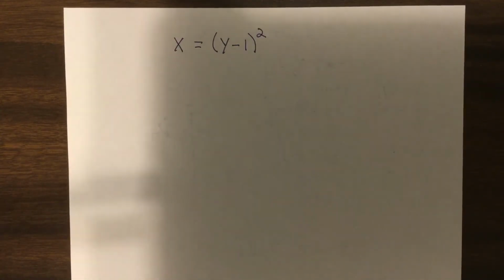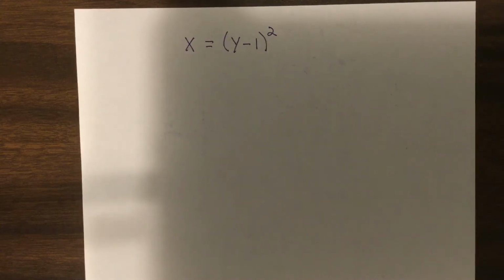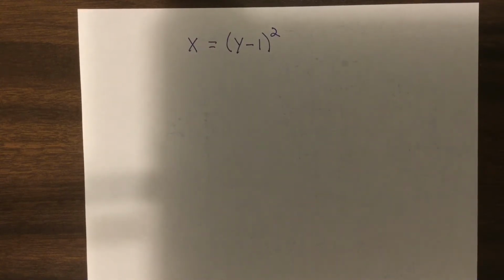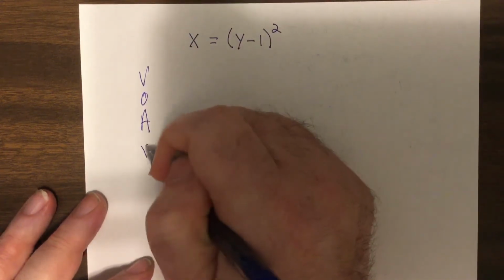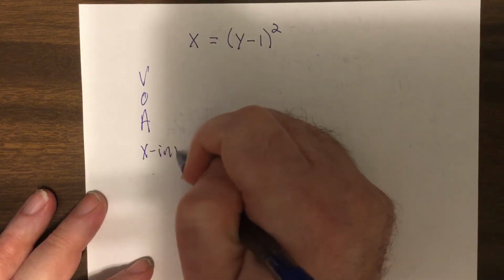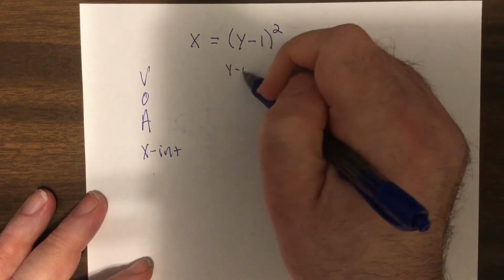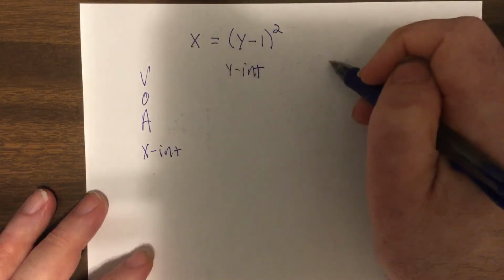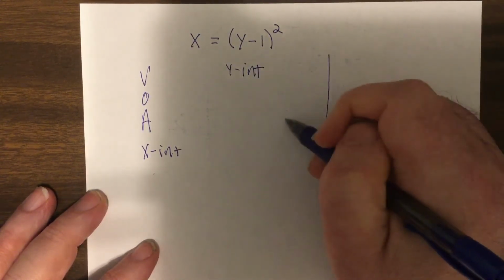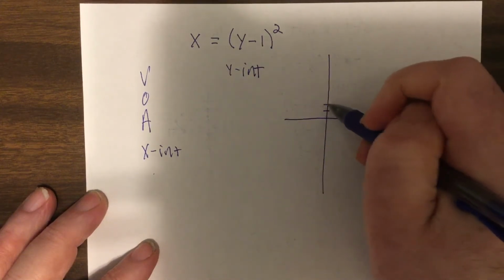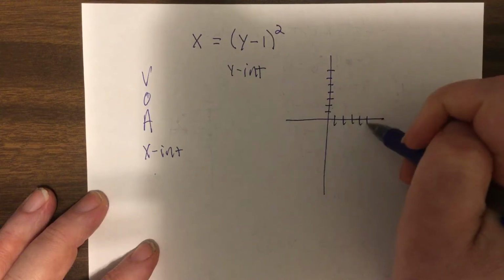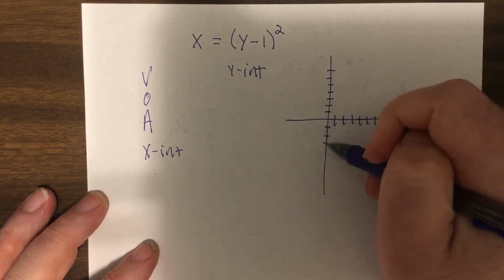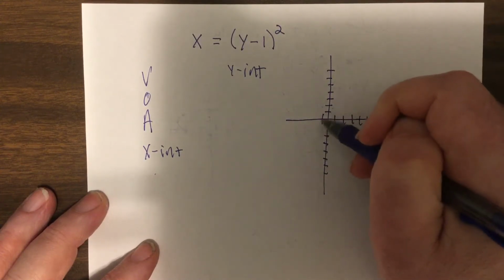Okay, so this is part 2 of right and left parabolas. I want you to actually do it. Find the vertex, axis, x-intercept and the y-intercept and graph it for me, please. I would appreciate it. So freeze the video and then graph it. Then turn me back on. Okay, my peeps.